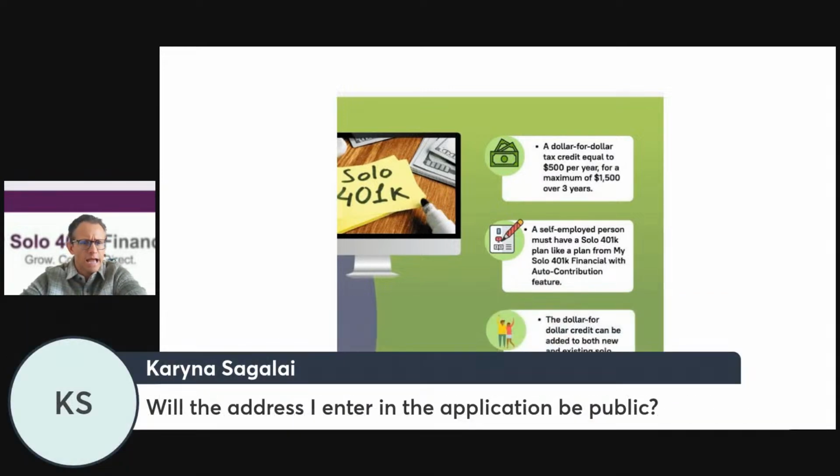As far as address, well, enter the application. No, it's not public.